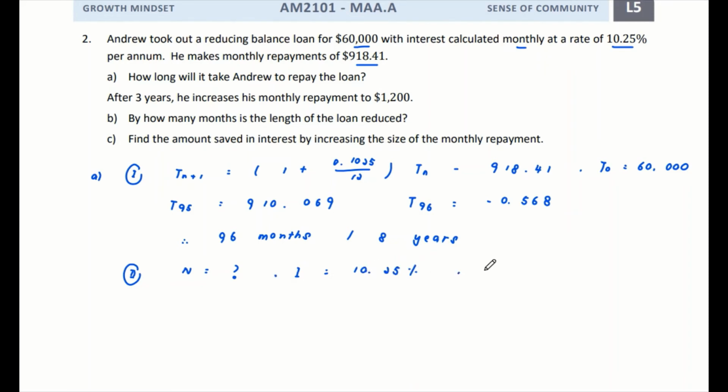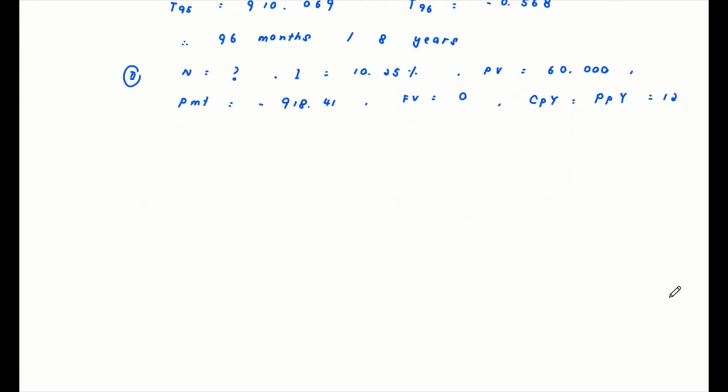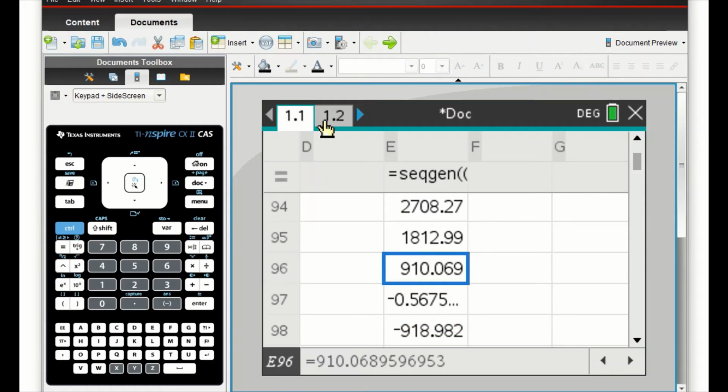PV, how much we borrow. So the money is with us, so that's why it's positive 60,000. PMT, I'm giving back to the bank, so negative 918.41. FV is what? 0. All right, because we want to pay off the loan, right? Then after that, CPY and PPY are both 12. Okay, so let's key in all this in our calculator.